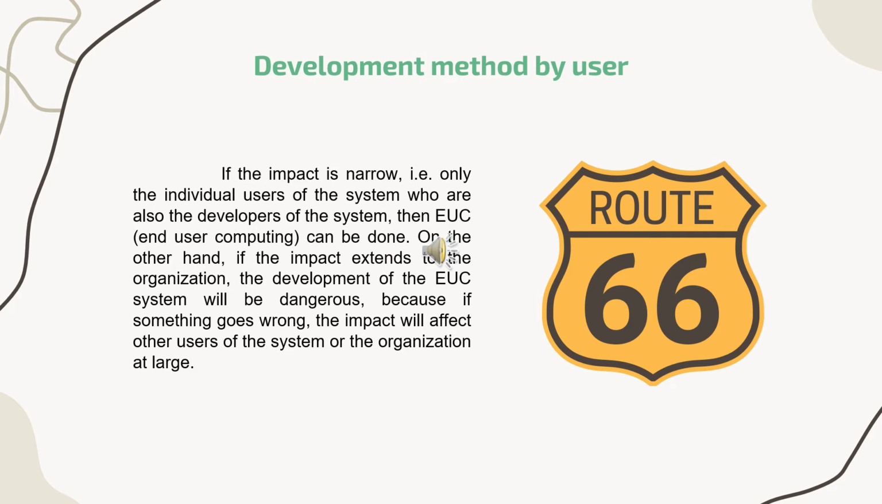Method by user. If the impact is narrow, only the individual user of the system who is also the developer of the system, then EUC can be done. On the other hand, if the impact extends to the organization, the development of the EUC system will be dangerous, because if something goes wrong, the impact will affect other users of the system or the organization at large.